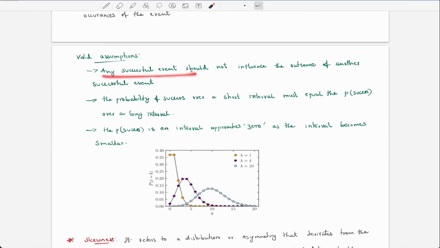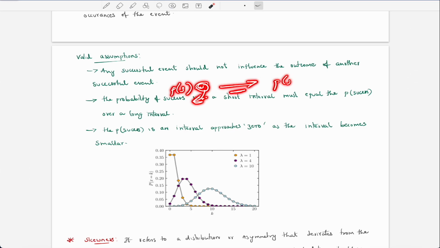Any successful event should not influence the outcome of another successful event. So if one event is successful, then it should not influence another successful event. I hope you understand this. The probability of success over a short interval must equal the probability of success over a long interval.